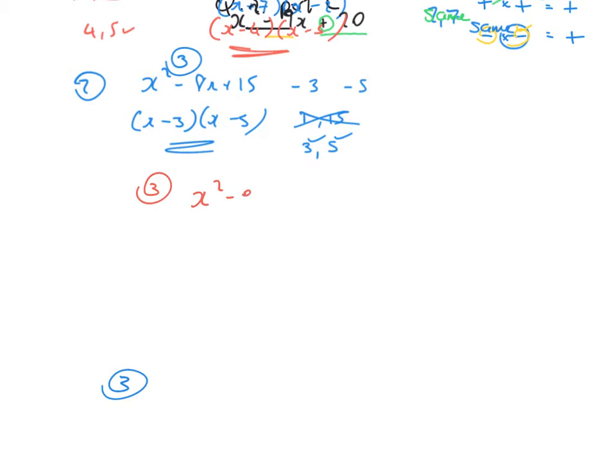Example 3: x squared minus 9x plus 14. Again, I've got two numbers that multiply together to give a positive result, which means the signs need to be the same. And to get minus 9 in the middle, it will need to be two negatives. Two numbers that multiply to give 14: 1 and 14, 2 and 7. Which one's going to give me minus 9 in the middle? It would need to be 2 and 7: minus 2, minus 7. So x minus 2, x minus 7.